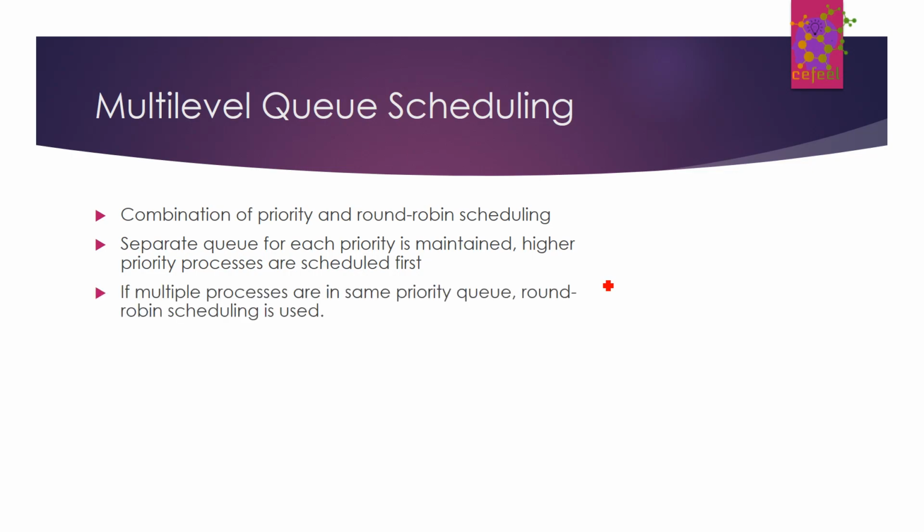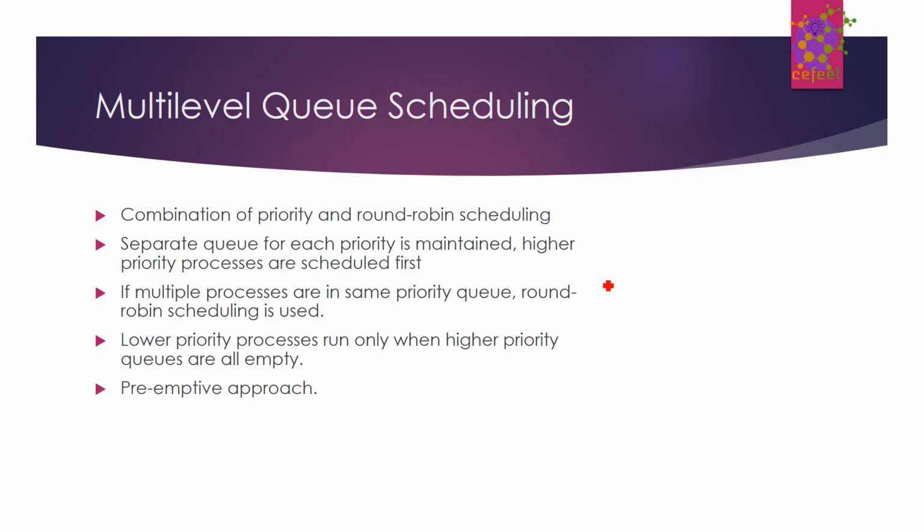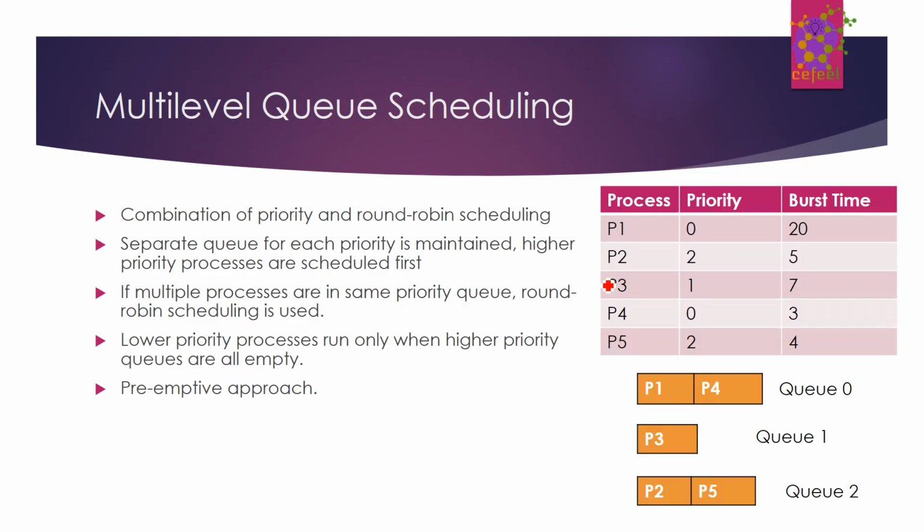So this is what I was saying. If there are multiple processes in the same priority queue, or if multiple processes are there for the same priority, then round robin scheduling is used with a time slice to switch between those processes. But still, lower priority processes will be in lower priority queues, and they will only run when the higher priority queues are completely empty. And so it's a preemptive approach because we use time slicing to share CPU between processes of the same priority.